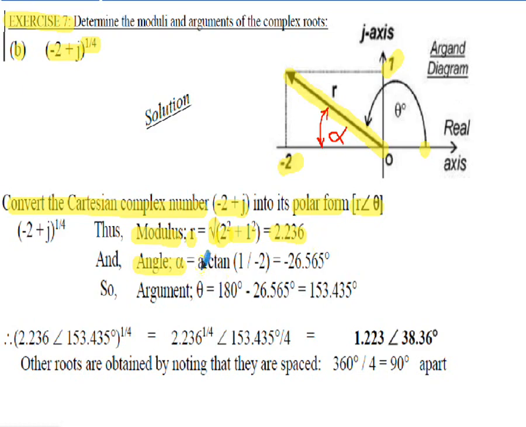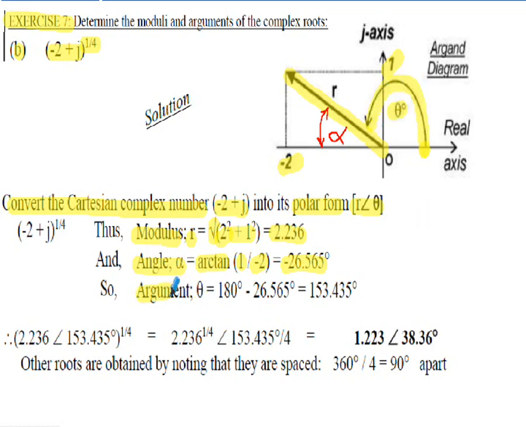So angle alpha is the tan to the minus 1 of the opposite side, 1, divided by the adjacent side, -2, and that's a value of -26.565 degrees. So don't forget, we always have to specify our angles positive from the real axis in an anti-clockwise direction to get the actual value of theta.